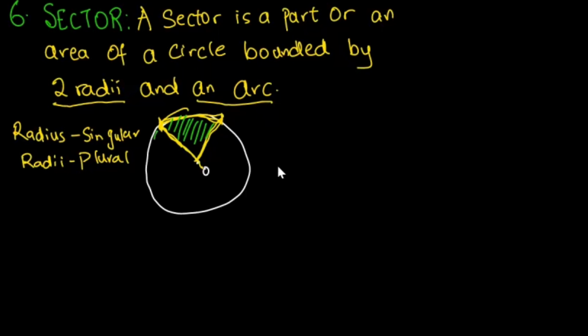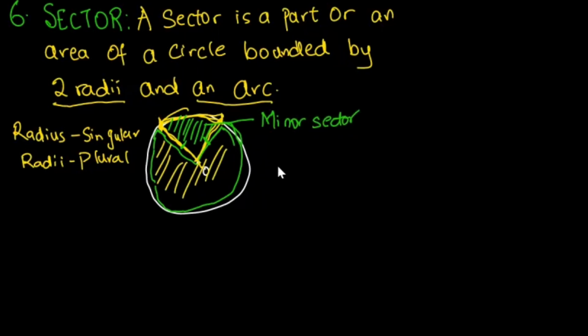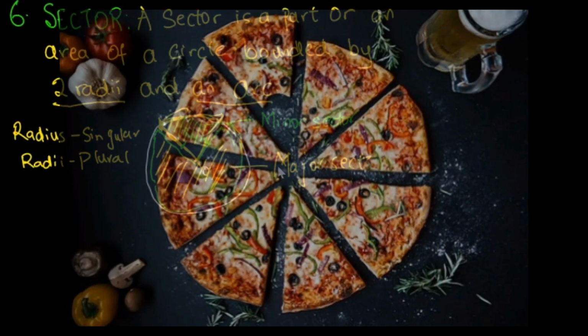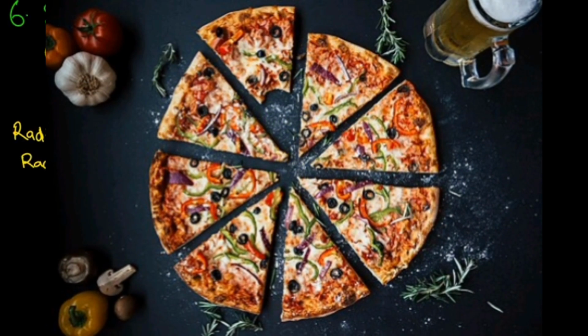Also, this other part is an arc as well. It is formed by an arc, also by this radius and this radius. So this part also is a sector. So just to note that a smaller one is rightly called a minor sector, and the bigger one, this outer one or the larger one, is rightly called a major sector. So again, whenever you think of a sector, think of a pizza.